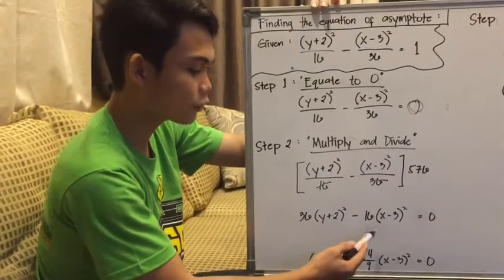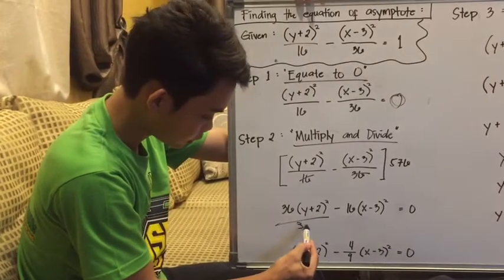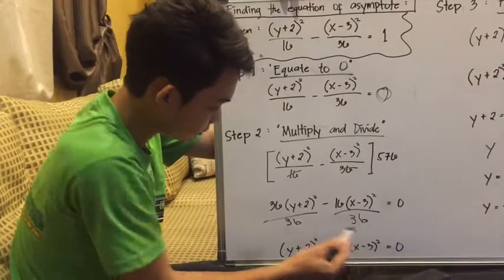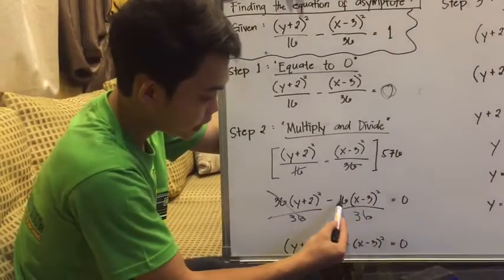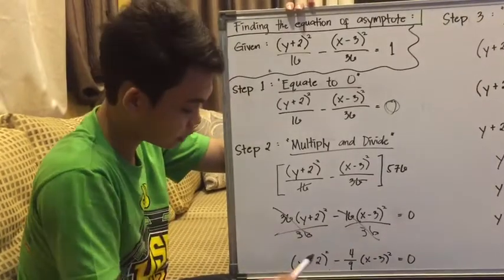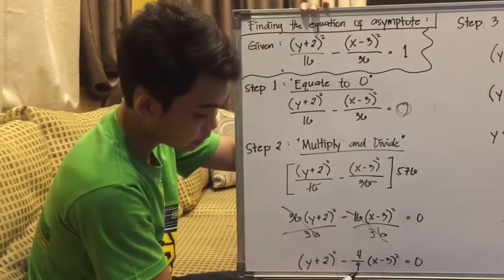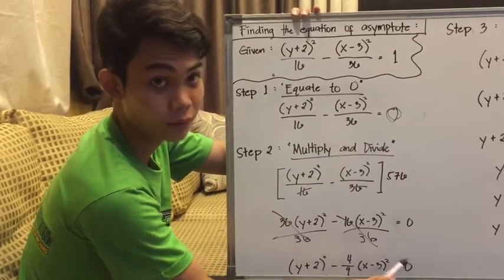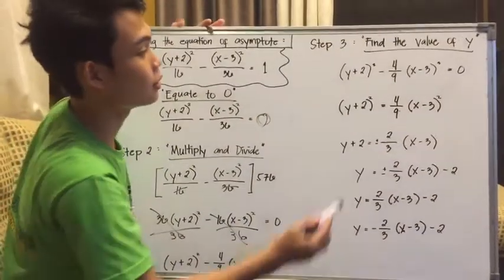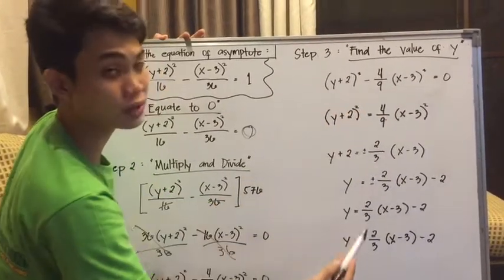So in this case, we have to eliminate 36, so we divide by 36. And 16 over 36 can be simplified. So it will become y plus 2 squared minus 4 over 9 x minus 3 squared equals 0. So step 3, we have to find the value of y.